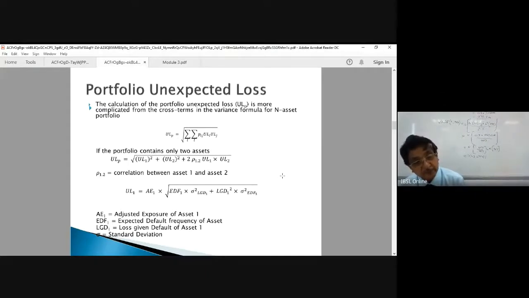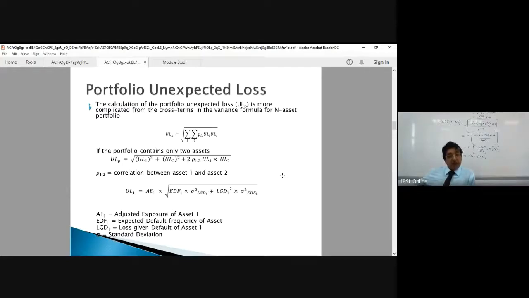Now you might ask, if I calculate these unexpected losses of the portfolio, it can be like this. You can calculate the number 1 loan's unexpected loss as UL1. Then the second loan's unexpected loss is UL2. The third loan's unexpected loss is UL3. The fourth loan's unexpected loss is UL4. Likewise, you have to have that type of loans.